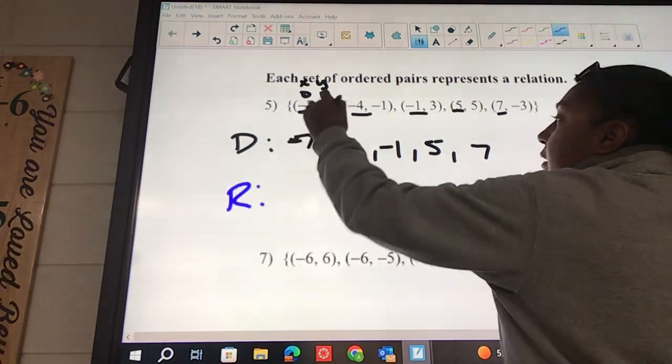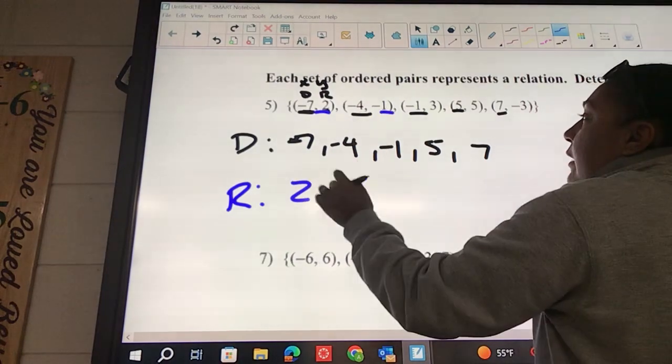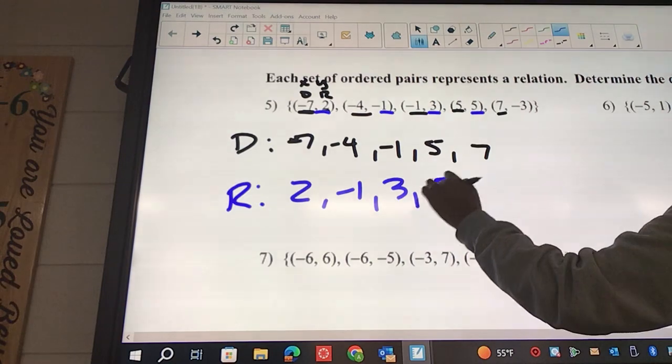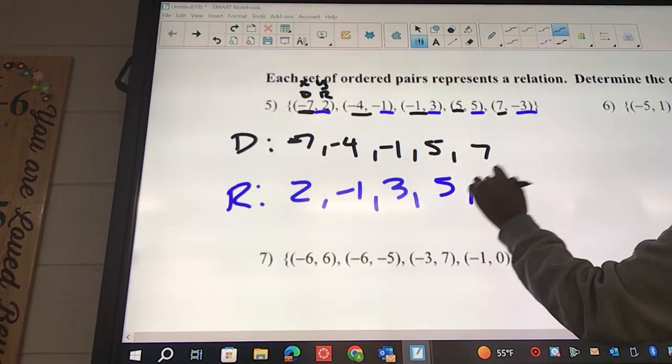The range then is going to be 2, -1, 3, 5, and -3.